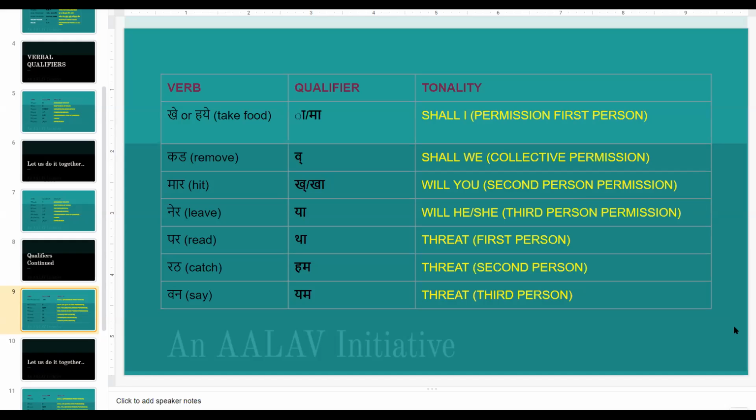So this is a qualifier. The verb is khe. Qualifier is kha. Khama. So you're asking for permission. Shall I eat it? Khama Rogan Josh. Do you allow me to have it? Next one is khav. So verb is khe, khav. Shall we? Collective permission. So you're asking for permission.